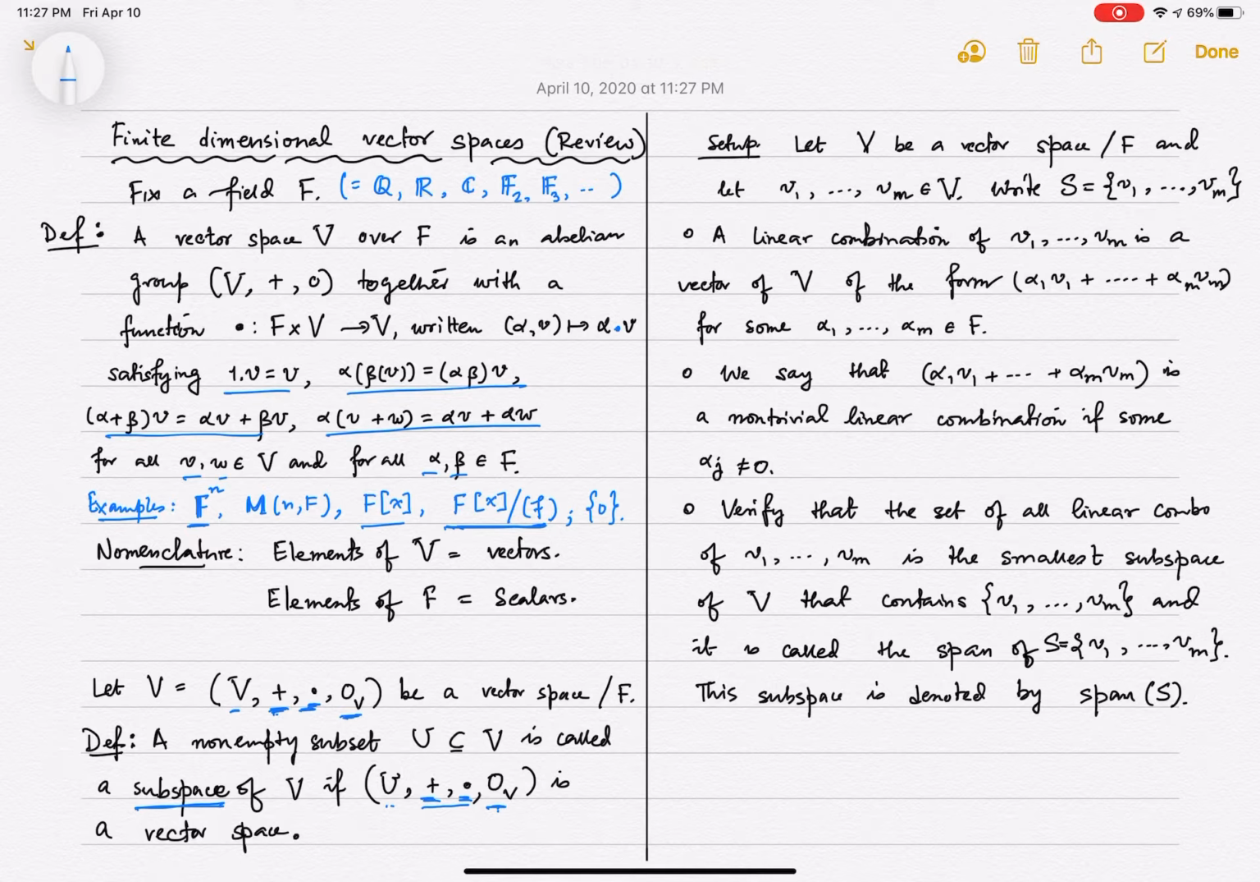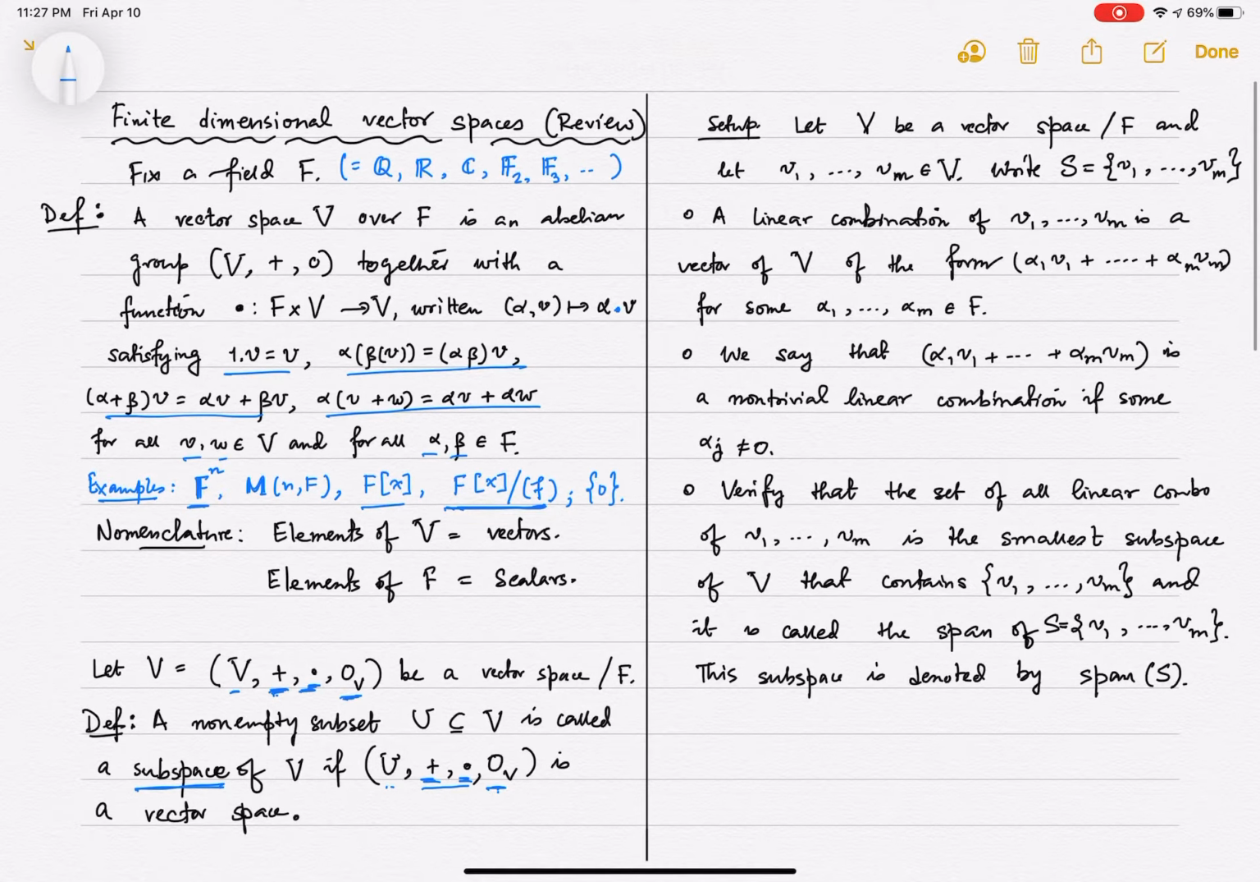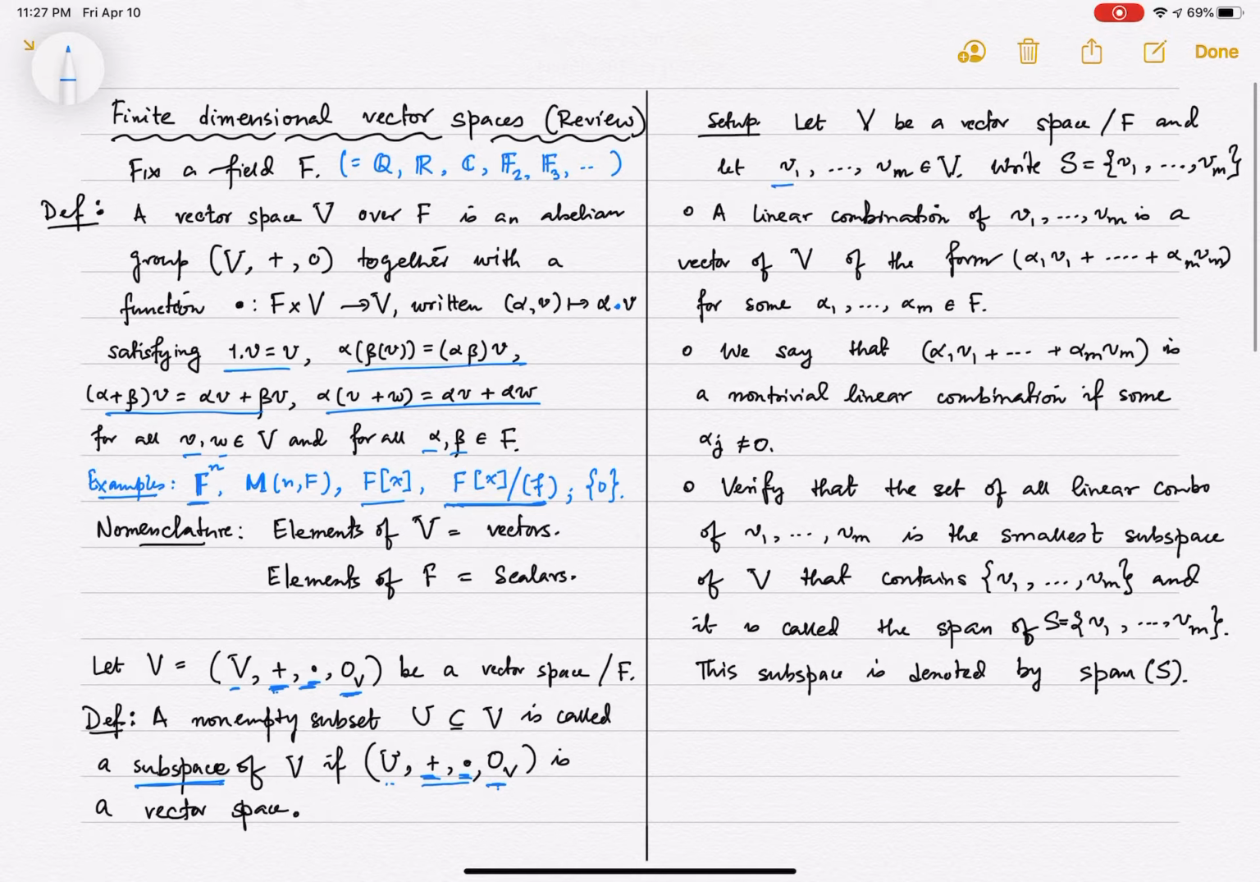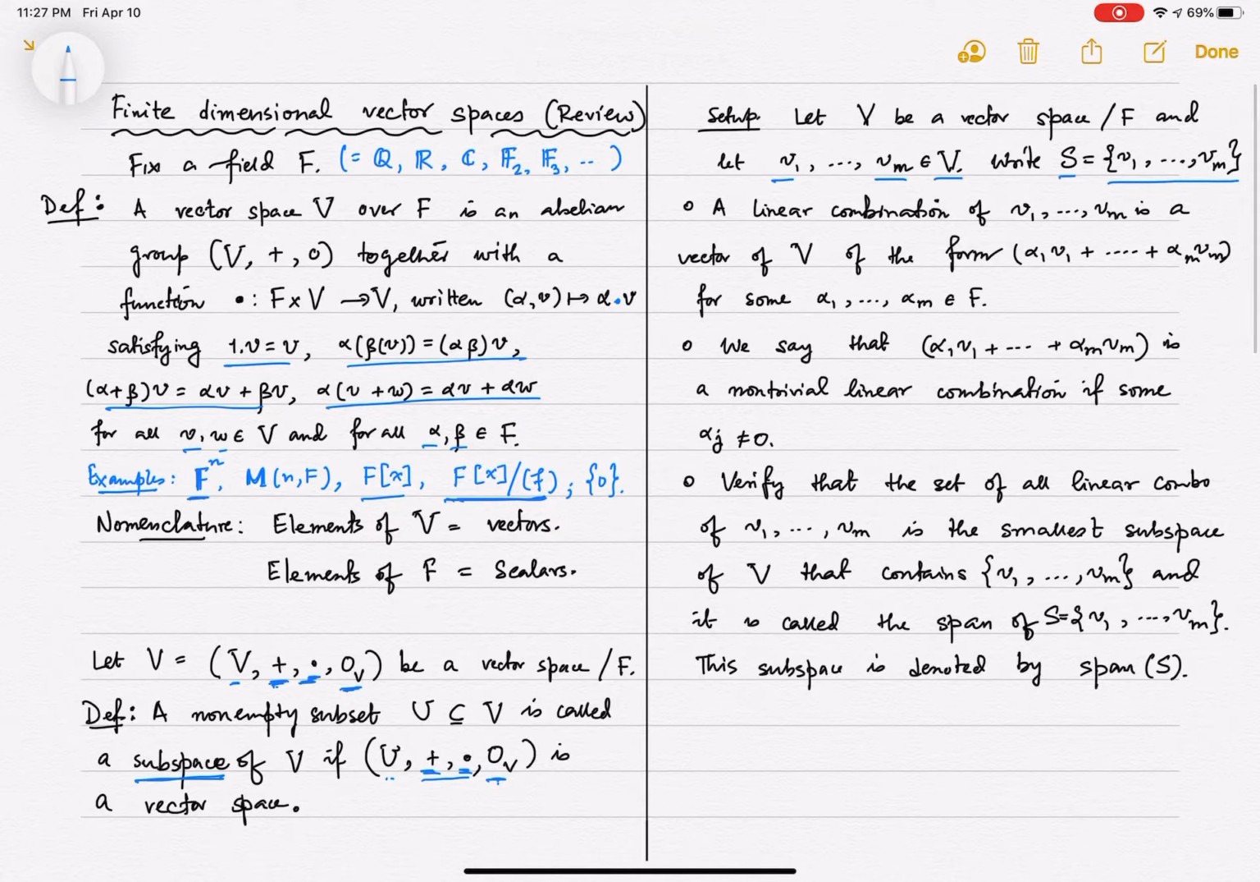So let's have this setup. V is a vector space over F, and you have a bunch of vectors v1, v2, ..., vm in V. I'll write S for the set of these things, but I do not want to think of the set, because I might be repeating some vectors in this list, so I just want to think of the list. A linear combination of v1, v2, ..., vm is a vector v of the form alpha 1 v1 plus alpha 2 v2 plus ... plus alpha m vm, where the alphas are scalars.